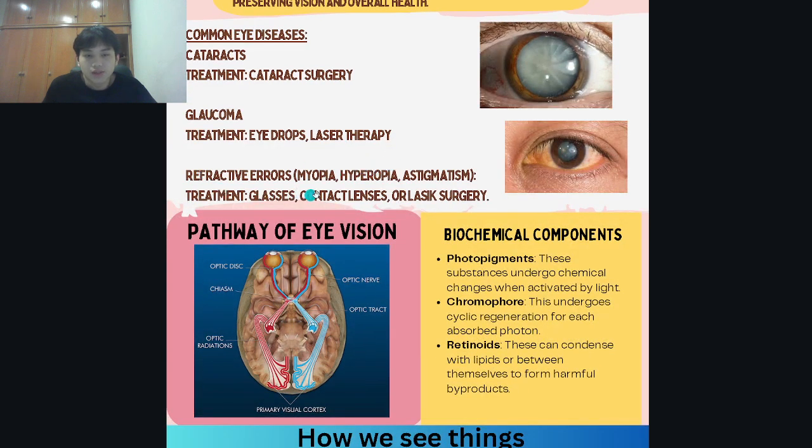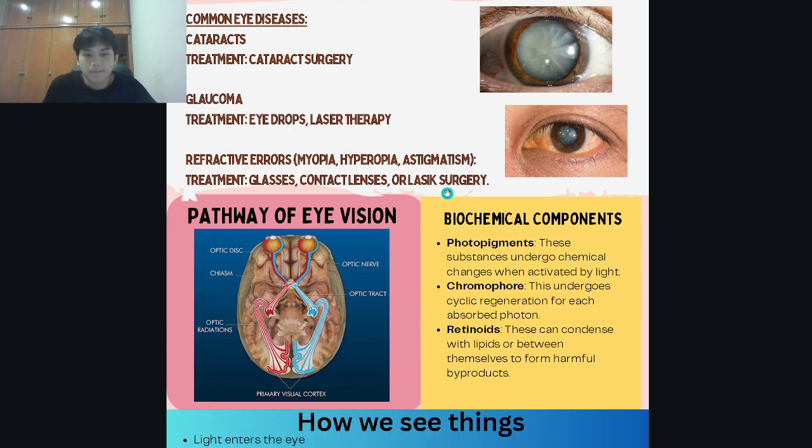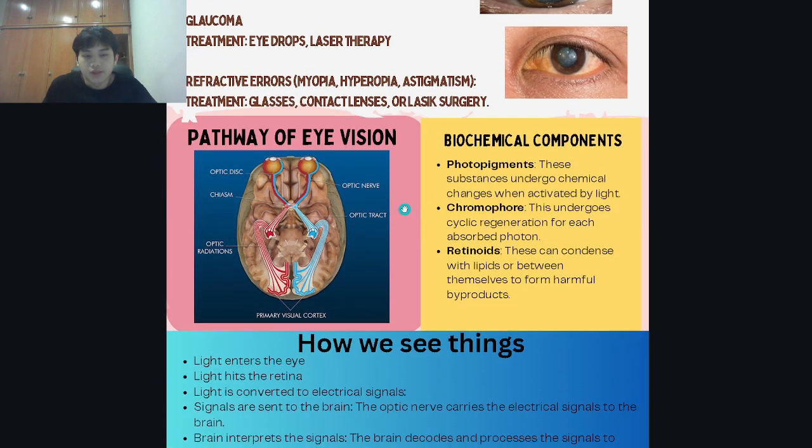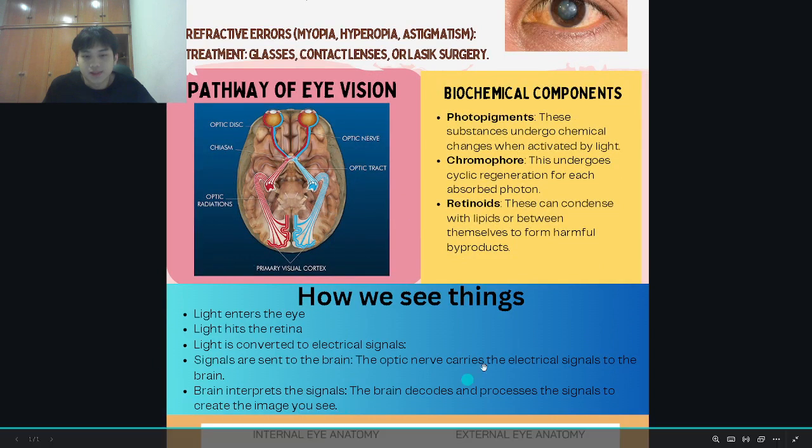And the last one is myopia, hyperopia, and astigmatism. This is quite common in our generation right now. The treatments are glasses, contact lenses, or LASIK surgery. So the pathway of eye vision is basically this one.